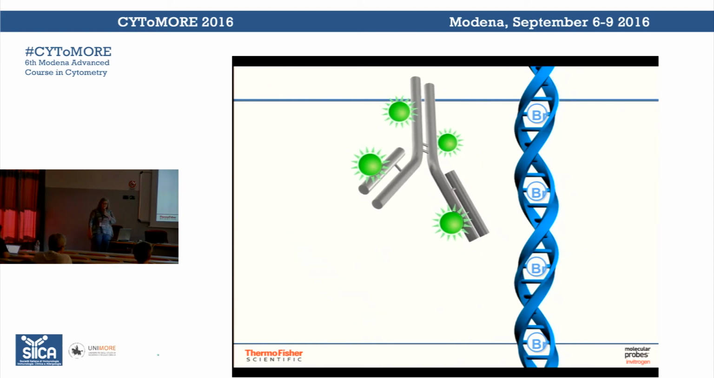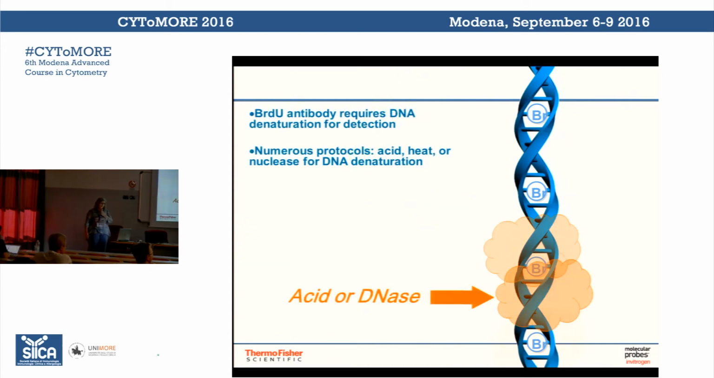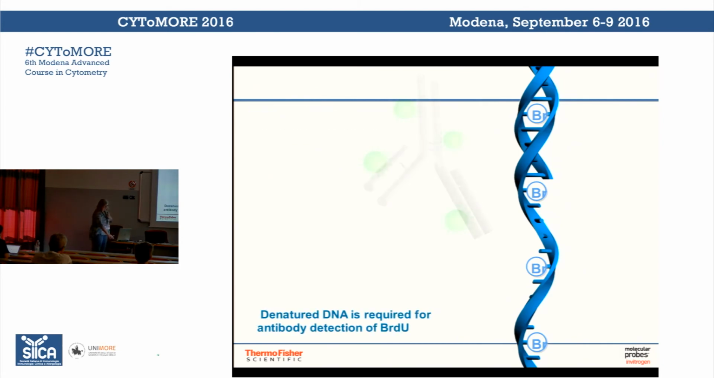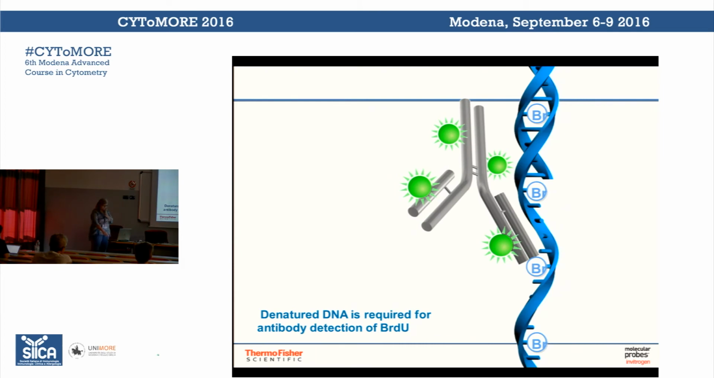And it's detected with an antibody. However, the antibody is fairly large, and it cannot access the incorporated BrdU. And so because of that, the DNA needs to be denatured. And there's been a lot of protocols developed over the years to denature the DNA. It's the more tricky step of the assay. But once it's been denatured, then the antibody can come in and bind to the incorporated bromodeoxyuridine.